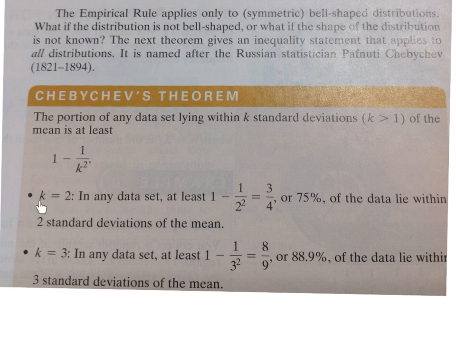So the one you're specifically asking about is when k is 2, with the picture you gave. If k is 2, it'll be 1 minus 1 over 2 squared, which is 1 minus 1/4, which is 0.75 or 75%. And so this theorem states that at least 75% of the data will be within 2 standard deviations of the mean. Okay, hope this helps.